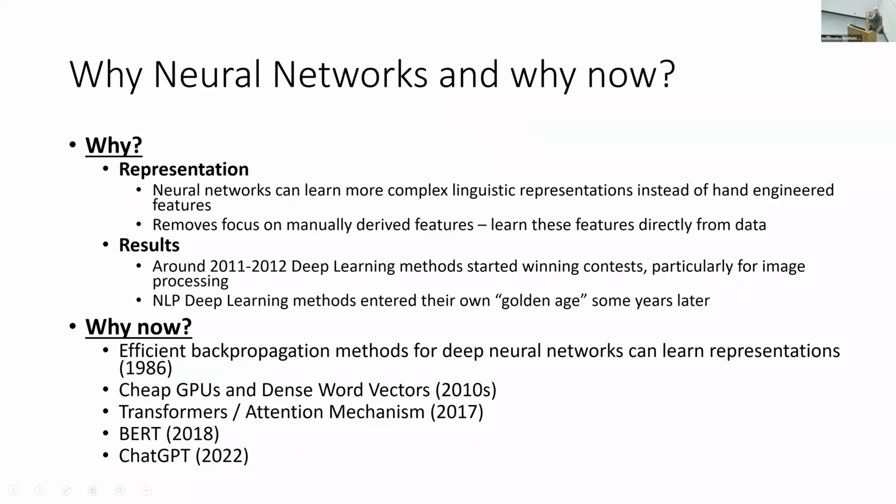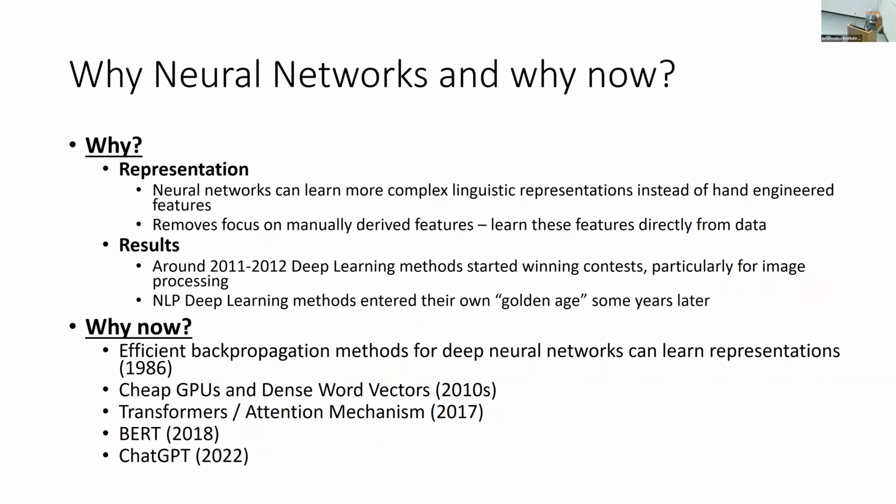Okay, so we solved the problem about how to train these things, but it really didn't take off until a little bit later. And why we use them basically is, one is the representation. These huge neural networks can really represent complex linguistic phenomena. And that means instead of having a bunch of hand engineered features that you create, you'll actually learn them from the data. And the other thing that of course made them popular is they got great results. First in vision, they started winning contests. And then NLP, once it had transformers, kind of started its own golden age.